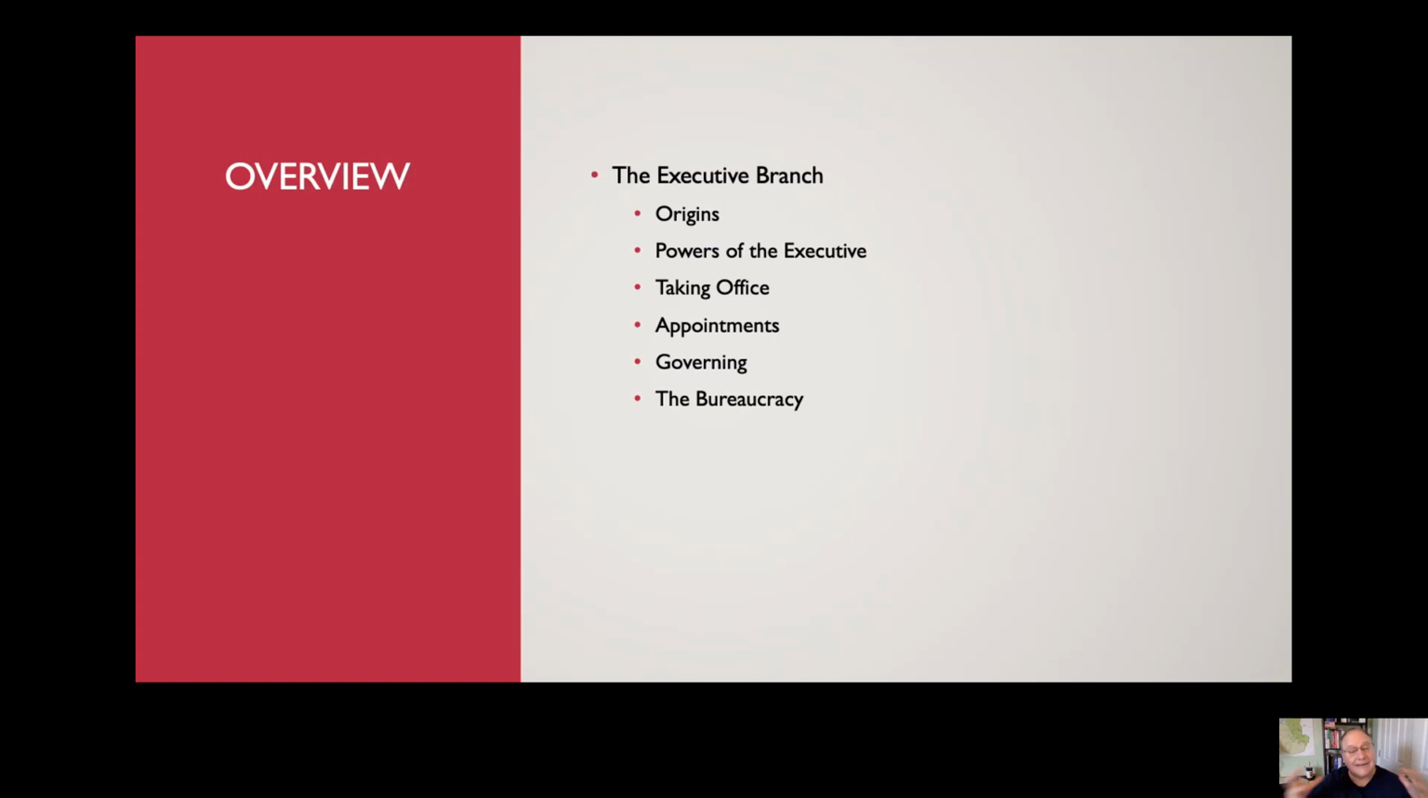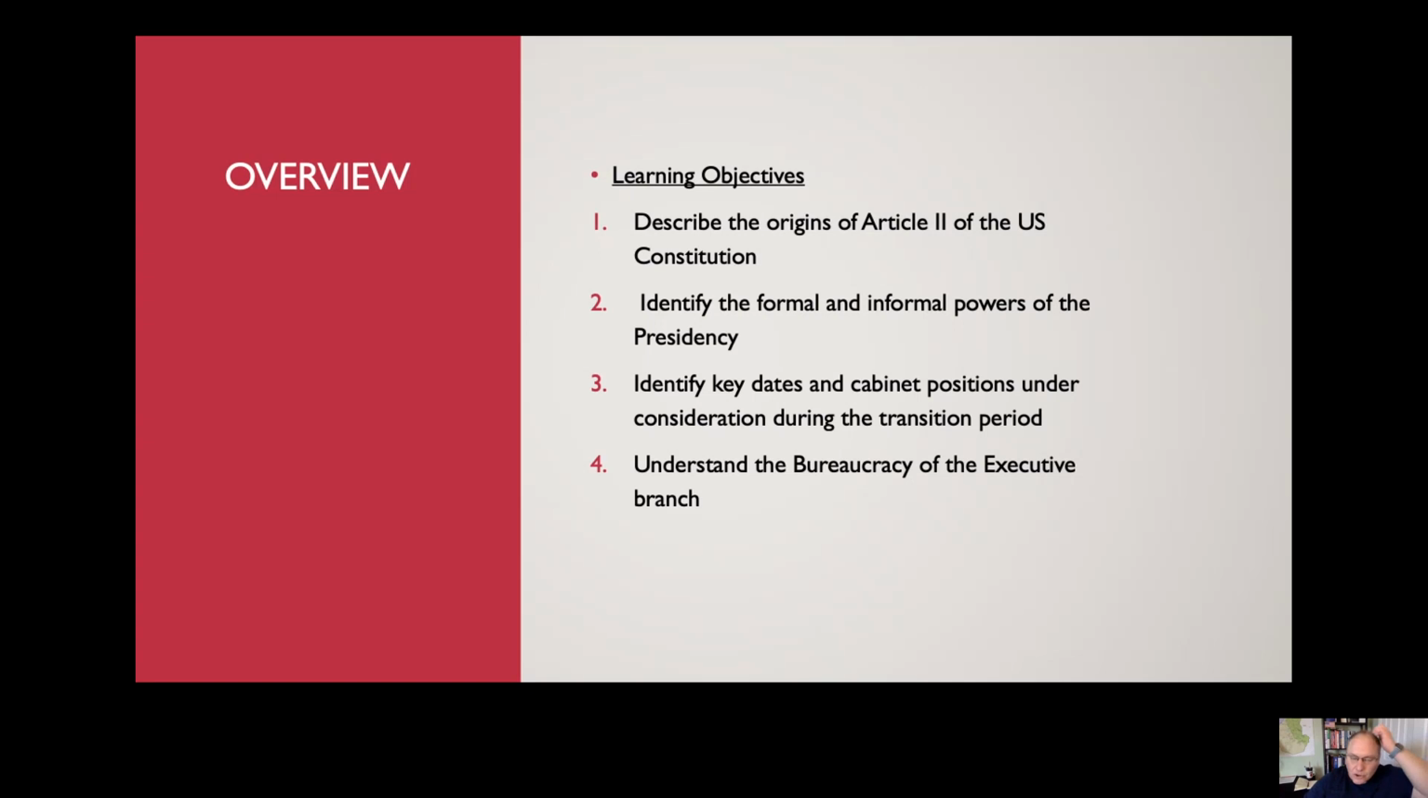Those important cabinet members, how they decide who are those key advisors and the other leaders of the executive branch and the bureaucracy, and how they appoint those folks, how they go about governing, and a little bit about the bureaucracy in the civil service. Here are learning objectives for this week.